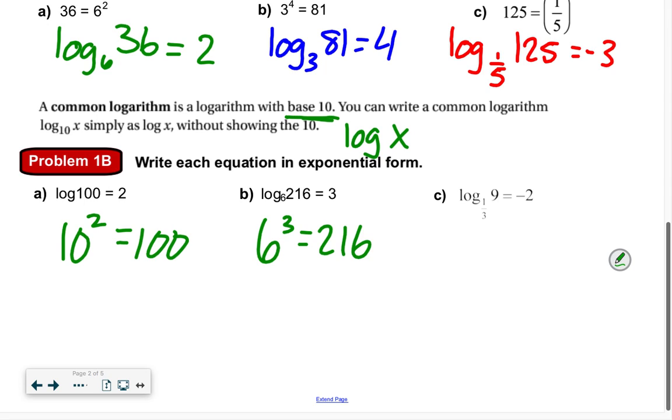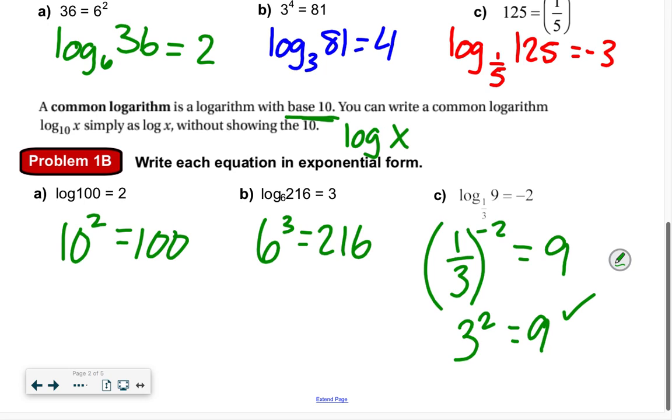Okay, Allison got the next one. What are we doing? It would be 1/3 to the negative 2 equals 9. And then I'm just going to add parentheses here because we got a negative. Are we sure that one works out? If I got a 1/3 and a negative, don't I just bring the 3 up? So it's like 3 squared? That checks out, right? Sure. Okay.